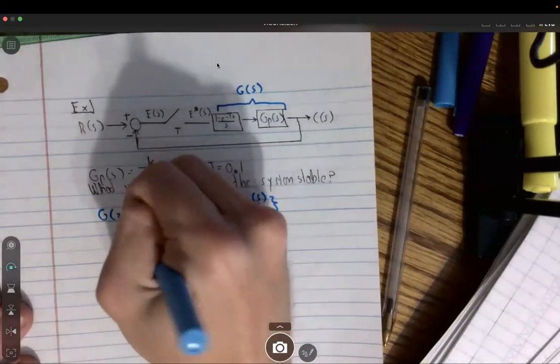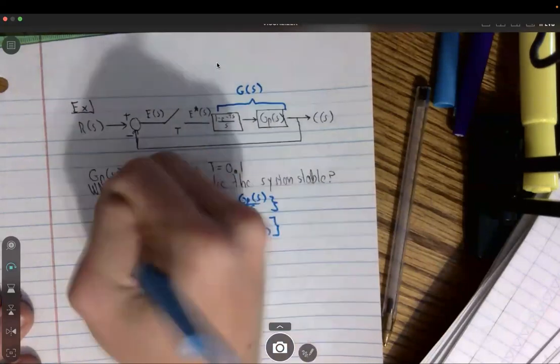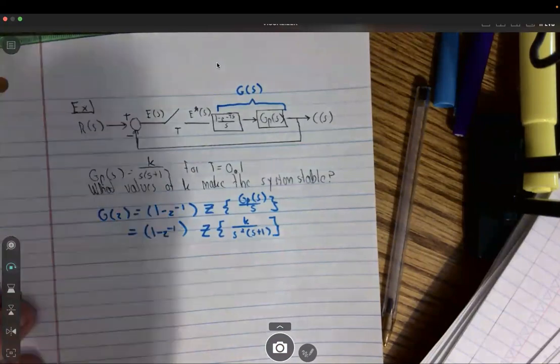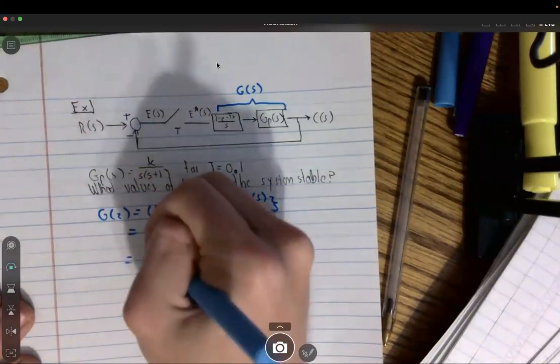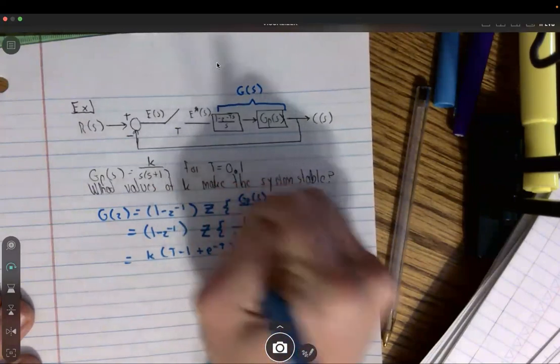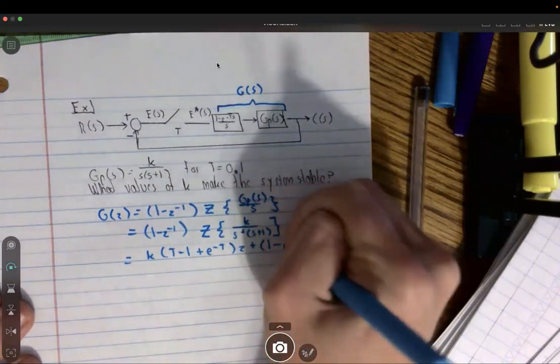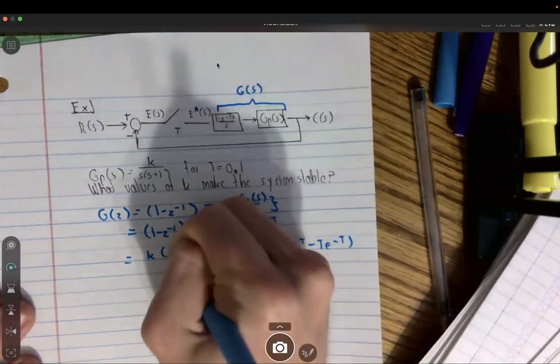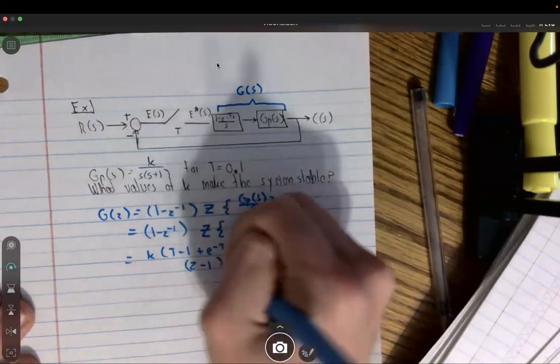And then times 1 minus Z to negative 1. Okay. And so what we're going to do here is, when we find this, you're going to get the value of K(T minus 1) using the Z transform table: e to negative T Z plus 1 minus e to negative T minus T e to negative T, and then Z minus 1 multiplied by Z minus e to negative T.